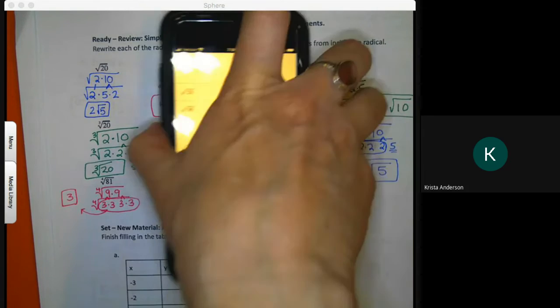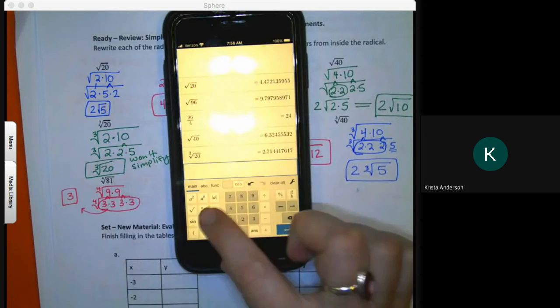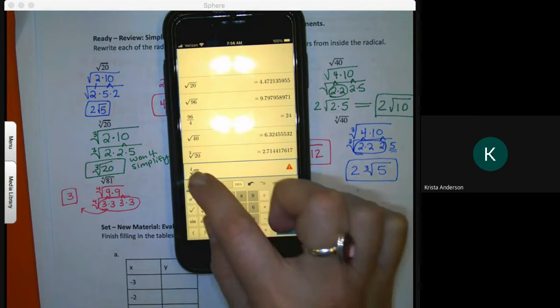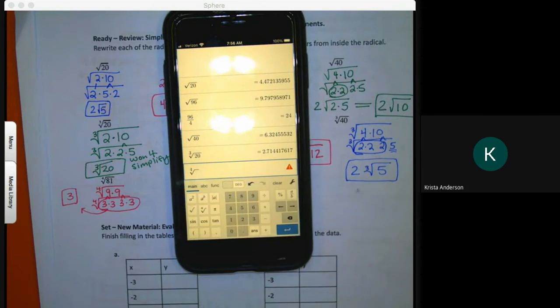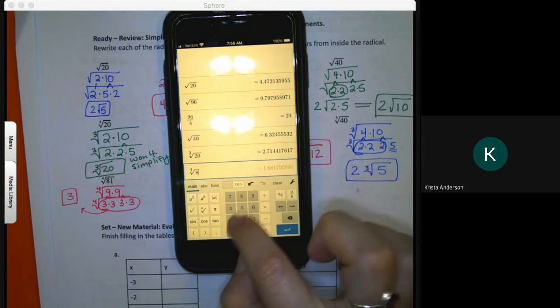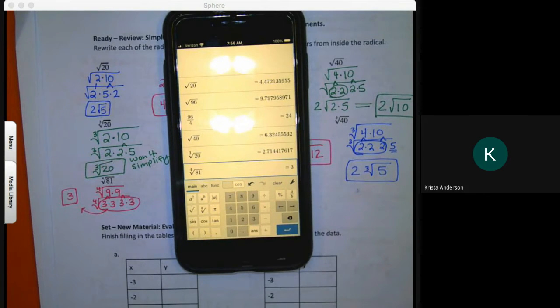So who thinks they know what will happen when I type the root with the 4 and 81 inside? What do you think my calculator will say? Error? Let's see. 3, because it is perfect. It can be broken down into equal parts, so it's a whole number.